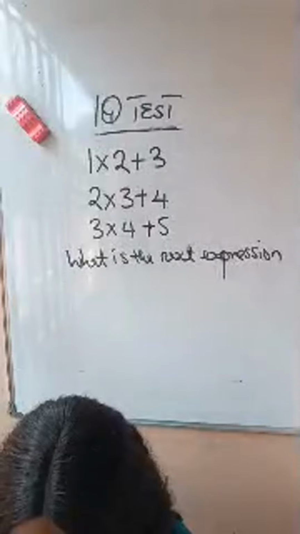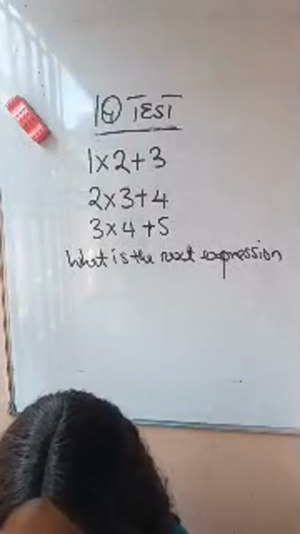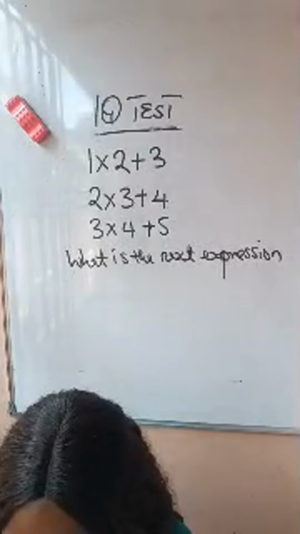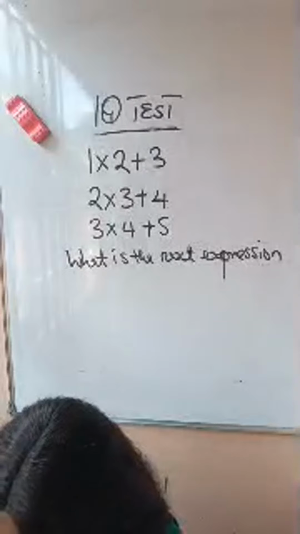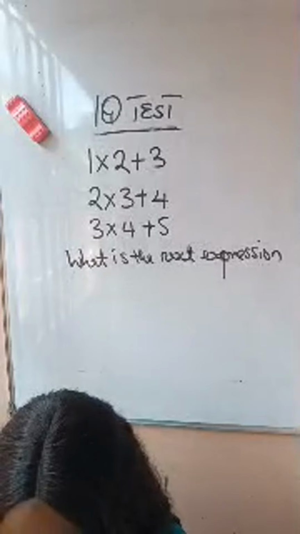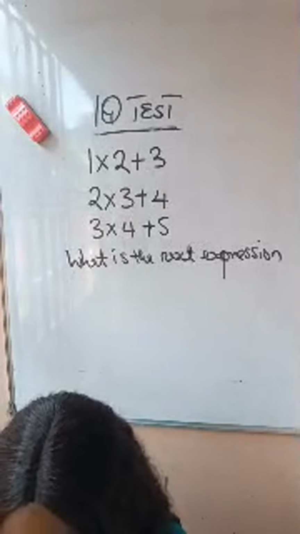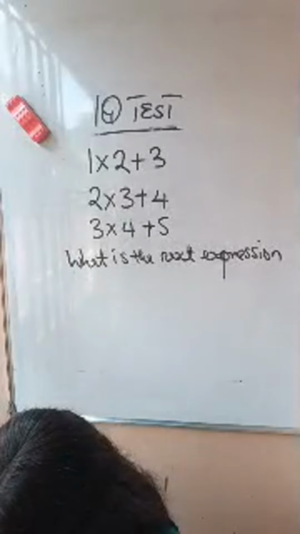the answer is 26. Where is 26 coming from? Okay, you guys are answering. Hera says 4 times 5 plus 6. Jugi is saying 4 times 5 plus 6 as well.